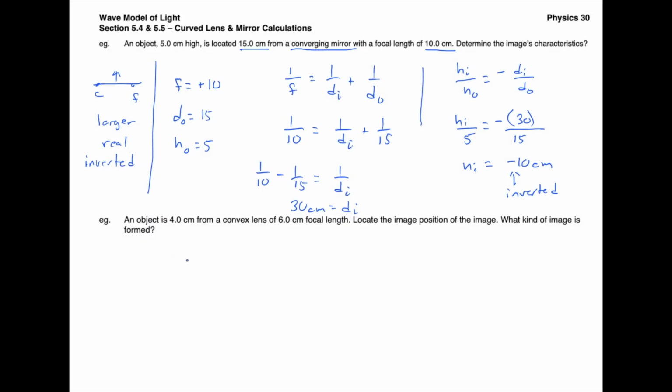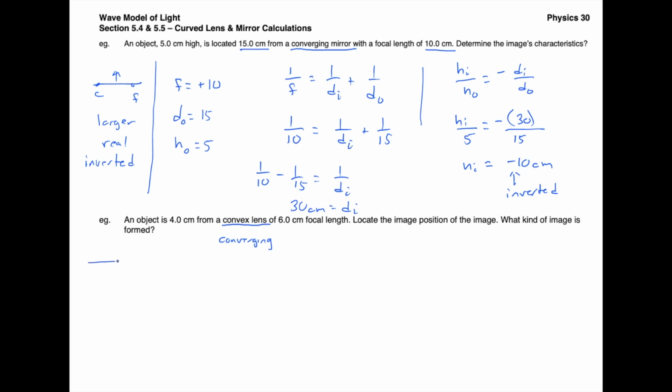Now for this next one as well, I'd recommend that you first start by coming up with what the image characteristics are, and then from there calculating what they actually are. So this one here, we're dealing with a convex lens. Now the convex lens, remember, is the converging case. And you always want to make sure that you know whether you are dealing with the converging or diverging case.